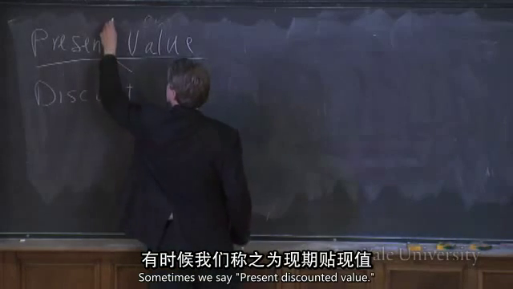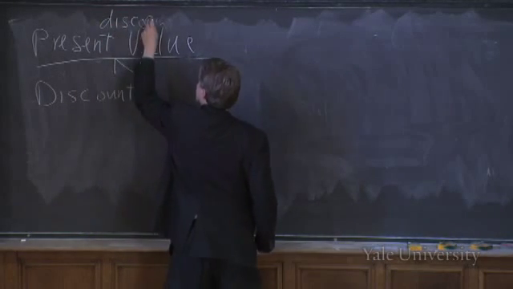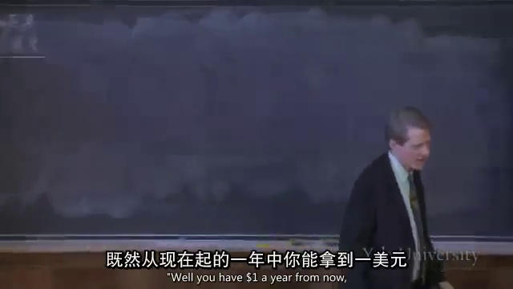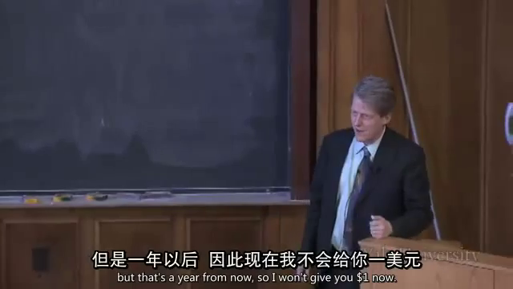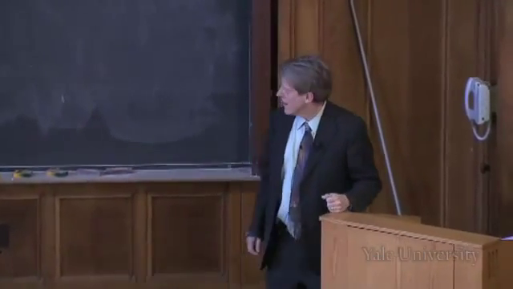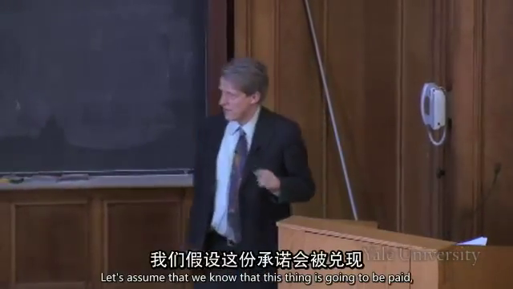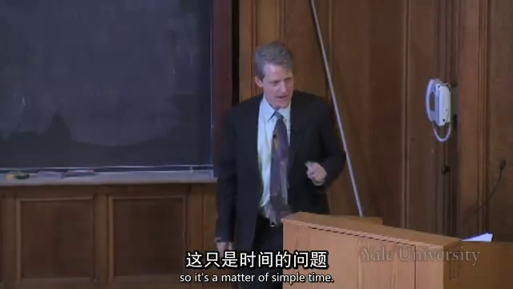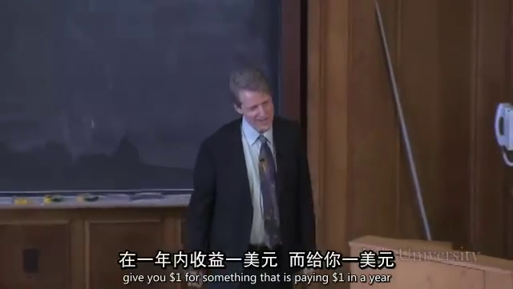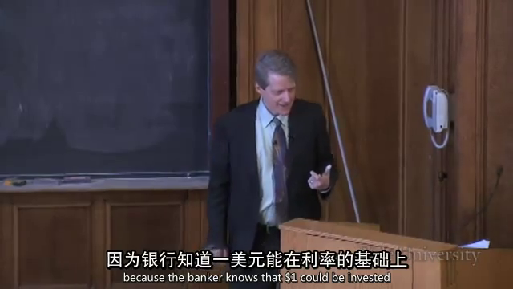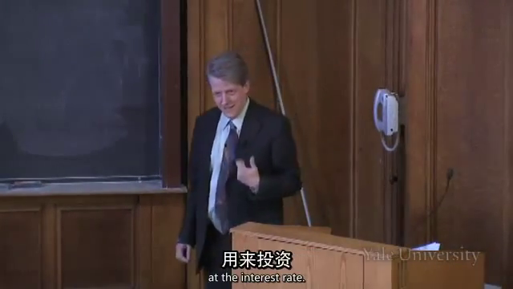Sometimes we say present discounted value. So the banker will say, well, you have $1 a year from now, but that's a year from now, so I won't give you $1 now. I'll give you the present discounted value for it. Okay? Now, I'm going to abstract from risk. Let's assume that we know that this thing is going to be paid, so it's a matter of simple time. All right? Of course, the banker isn't going to give you $1 for something that is paying $1 in a year, because the banker knows that $1 could be invested at the interest rate.